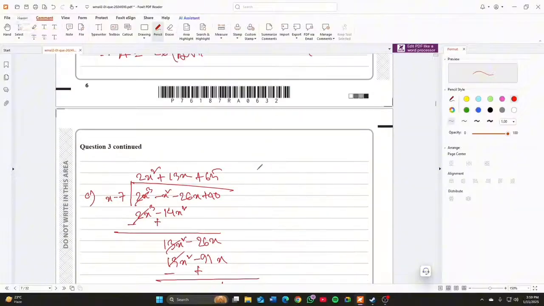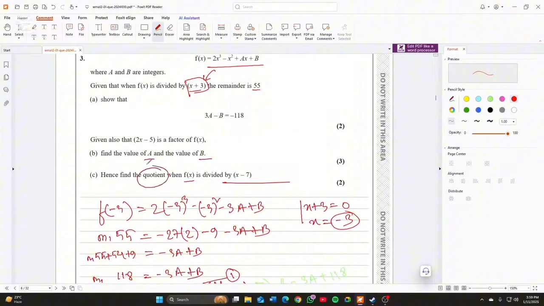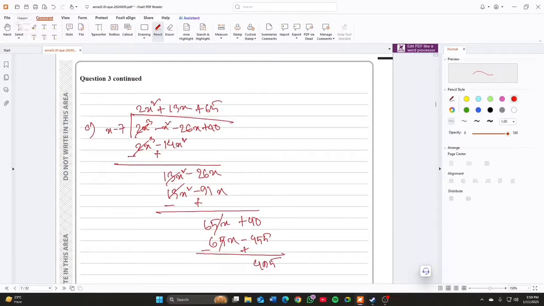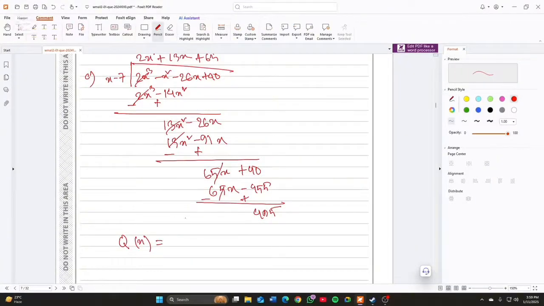Therefore our quotient, we don't have to find the remainder, we just have to find the quotient. Therefore our quotient is this value. So q of x is 2x squared plus 13x plus 65. This is our answer.